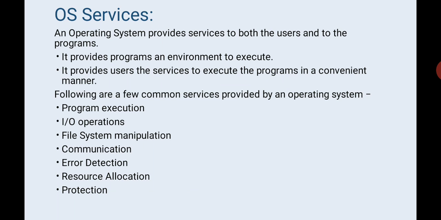Okay. Next we come to the last topic, that is operating system services. See, the operating system provides services to both the users and to the programs. It provides programs an environment to execute, and it provides the user the services to execute the program in a convenient manner. Understand the difference between the two? Providing the programs an environment, and the user being able to execute those programs in a very efficient or convenient way. So that is being user friendly and program friendly both.